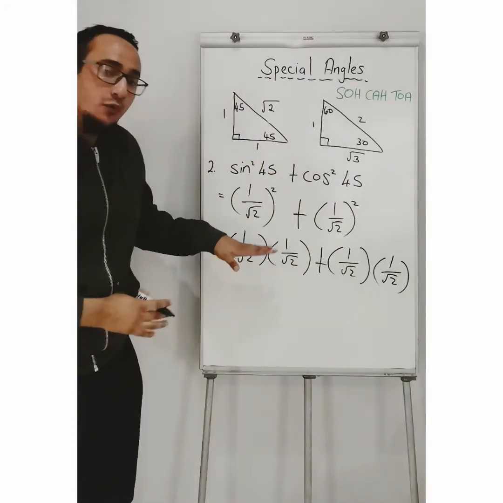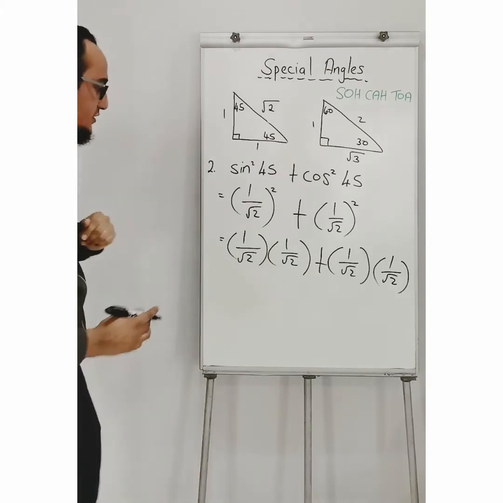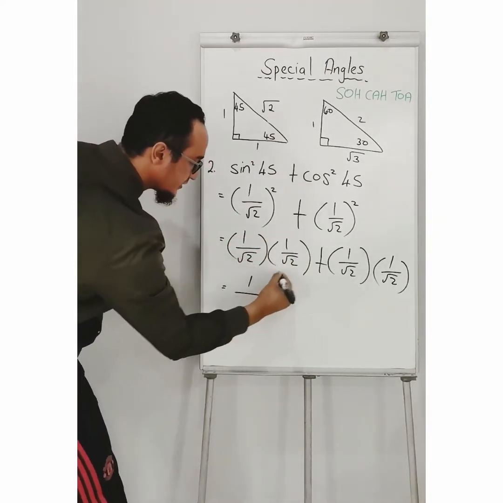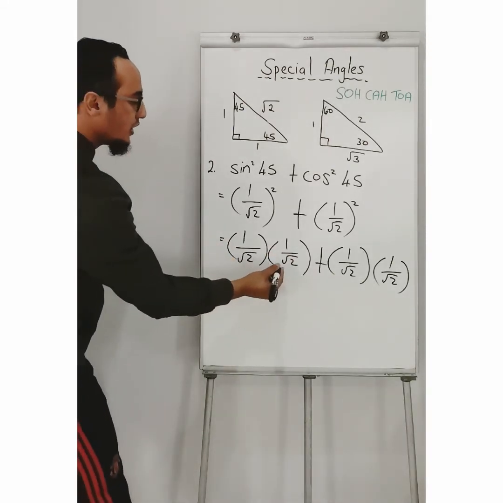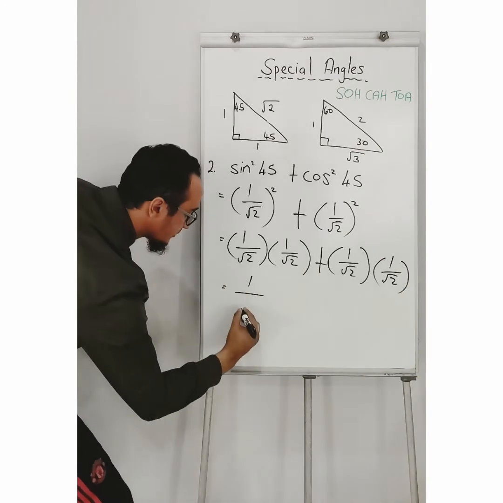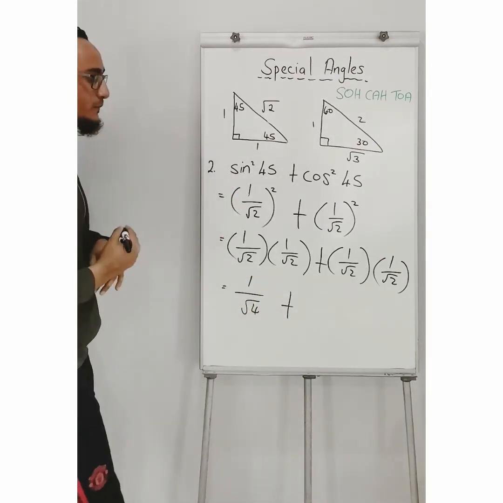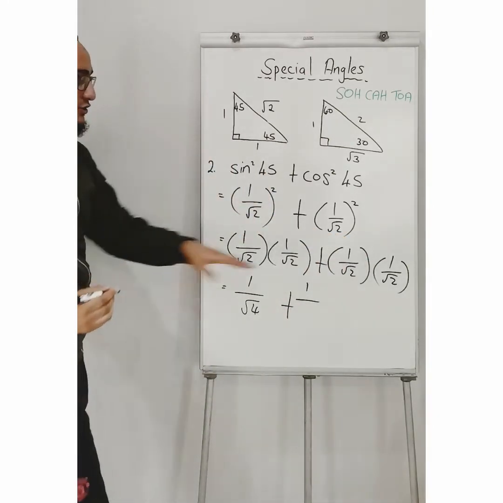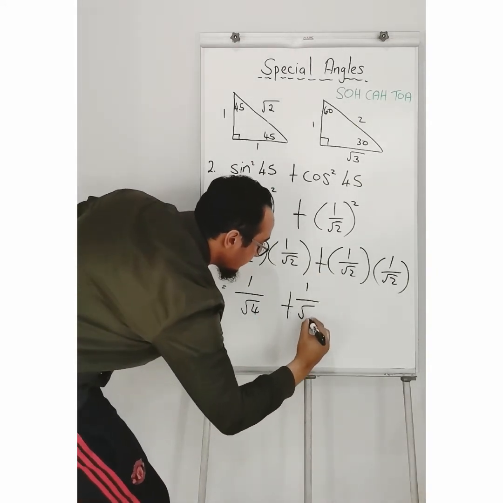Now, again, we're busy with grade 8, 9 work where we're multiplying fractions. 1 multiplied by 1 is equal to 1. Numerator times numerator and the denominator times denominator. The square root of 2 multiplied by the square root of 2 is equal to the square root of 4. Plus 1 multiplied by 1 is 1. The square root of 2 multiplied by the square root of 2 is equal to the square root of 4.